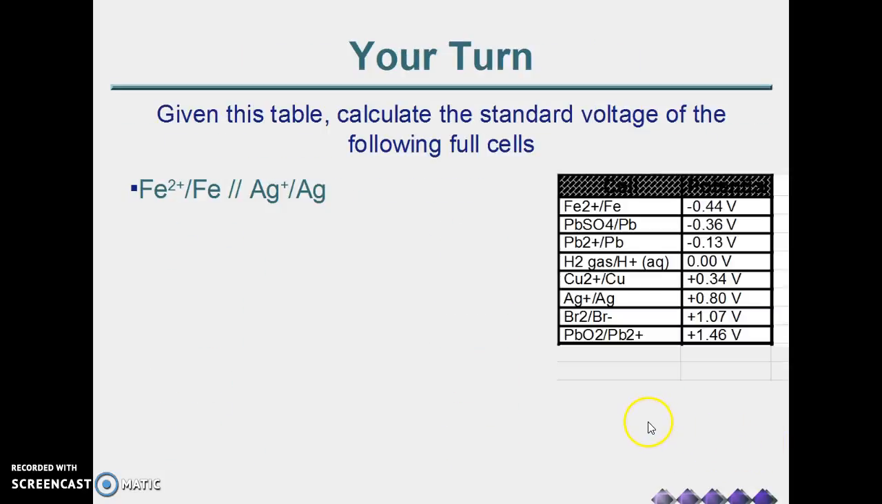So, given this table, let's calculate the standard voltage of some full cells, two half cells together. You'll notice that we put the ion first, and then this slash separates it from the metal, or the oxidizable species. The double line represents the salt bridge, and then what we are going to reduce, in this case the silver ions, and a slash, they would be in contact with the silver atoms in the other electrode.